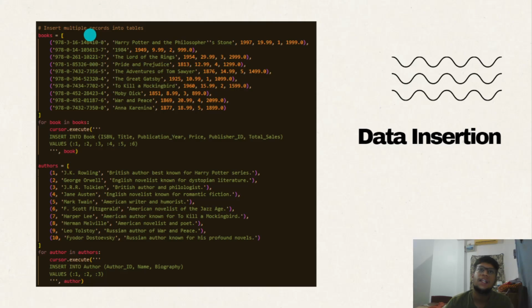So I first create a list where I have all the data that I need in a set, and this is the ISBN, the title, and so on. So moving on, this is for book in books. This is the loop that executes the cursor.execute function from the CX Oracle library that I had installed to establish the connection between Python and the Oracle SQL. So this iterates through the books list that I created.